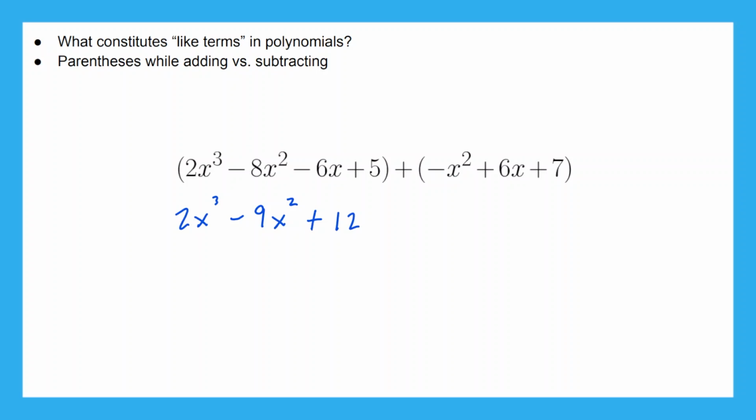So how could we describe the situation in words? Well, we could say add the two polynomials, or we could say what is the sum of the two polynomials. Both of those are correct ways to describe the situation in words.